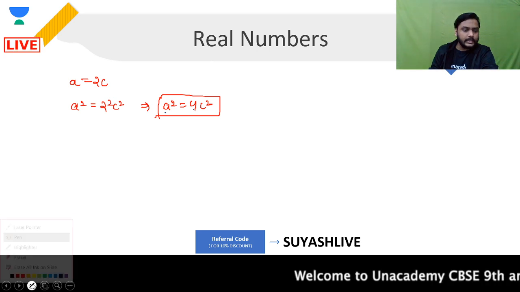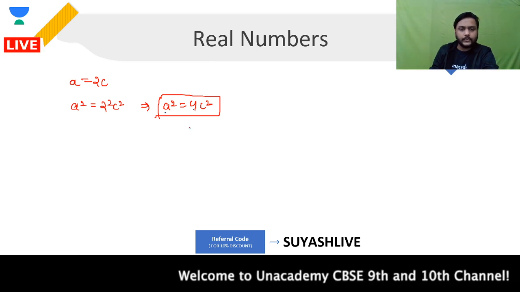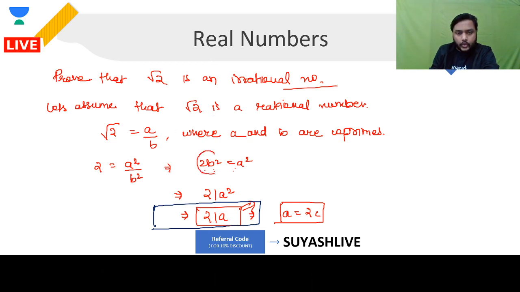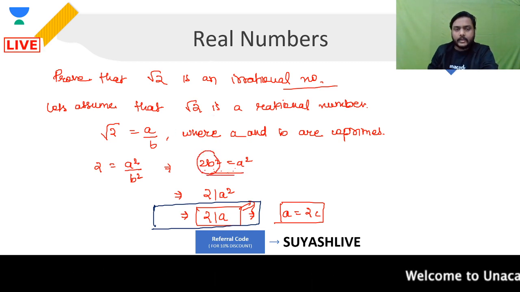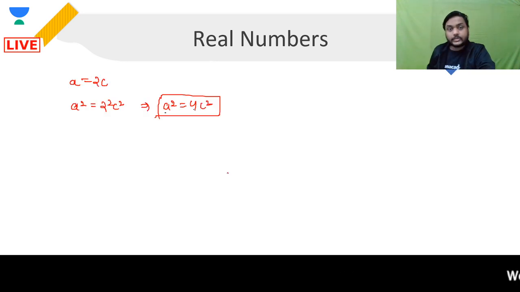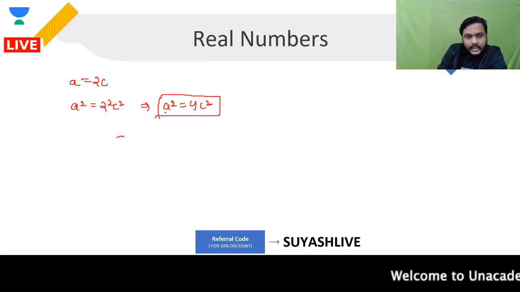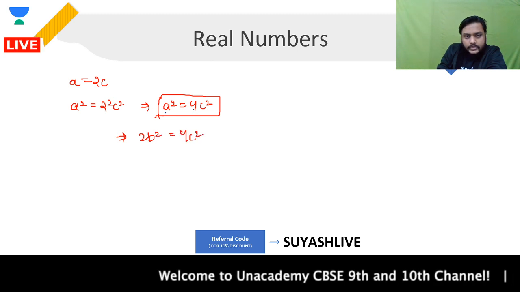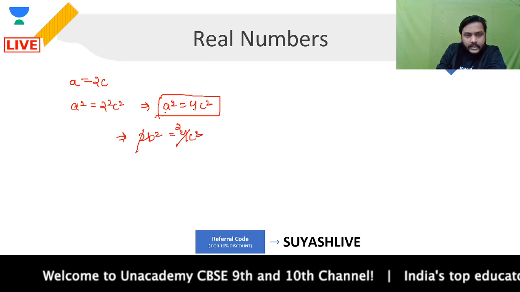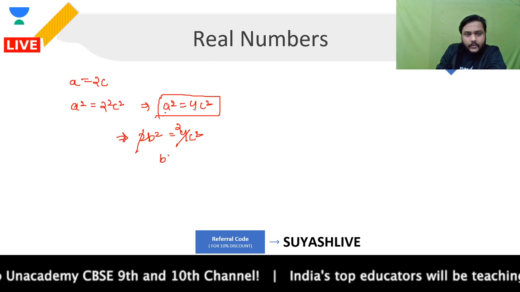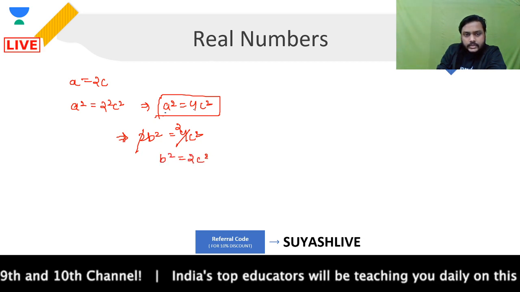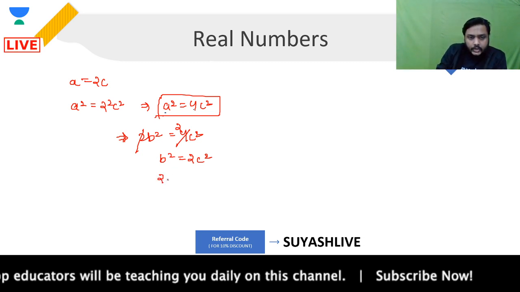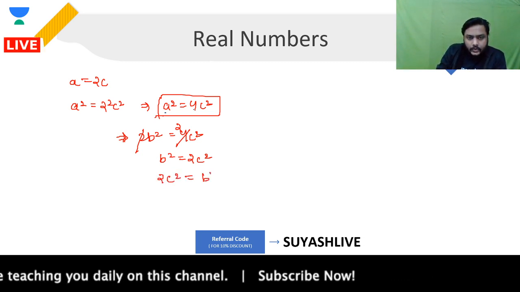Now guys, when a square is equal to 4c square, please focus, what is a square? A square is nothing but 2b square. Have a look. A square is nothing but 2b square. Let's put it. So I'm going to put this a square as 2b square is equal to 4c square. 2 cancels it 2 times, and you will have b square is equal to 2c square. Now guys, again, it means that 2 into c square is equal to b square.